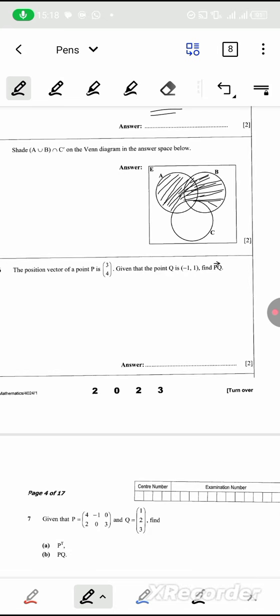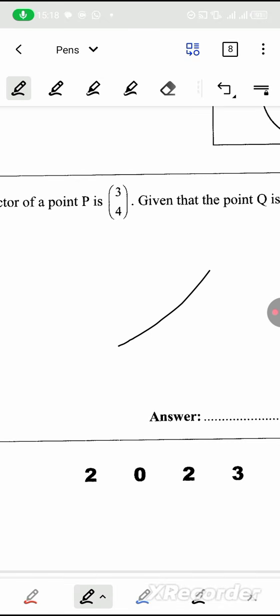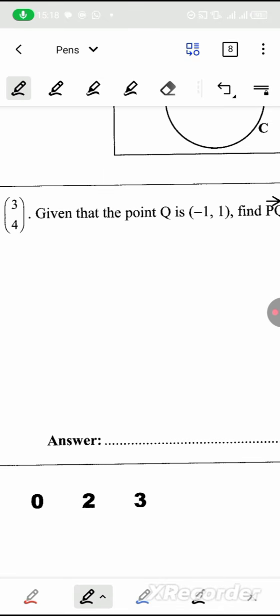Okay, so this question number 6 is coming from vectors. The position vector of a point P is (3, 4). Given that point Q is (-1, 1), find PQ. So here we are trying to find the vector PQ. We are given both coordinates and want to find the vector. Remember, vectors are quantities with both magnitude and direction. Okay, so it's all about movement. Let us zoom a bit so that we can see the question properly.